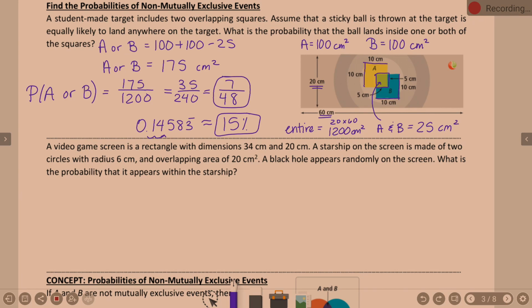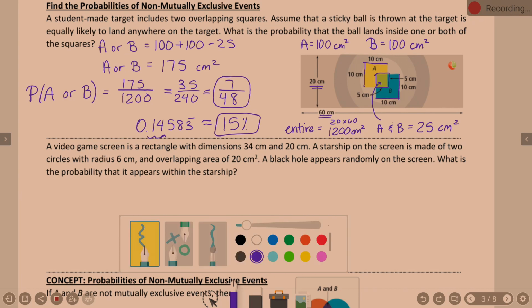Okay. A video game screen is a rectangle with dimensions 34 centimeters and 20 centimeters. A starship on the screen is made of two circles with radius 6 centimeters and overlapping area 20 square centimeters. A black hole appears randomly on the screen. What is the probability that it appears within the starship? What do you think we should probably do here? Okay. I'm going to say draw a picture so that we can find the area.